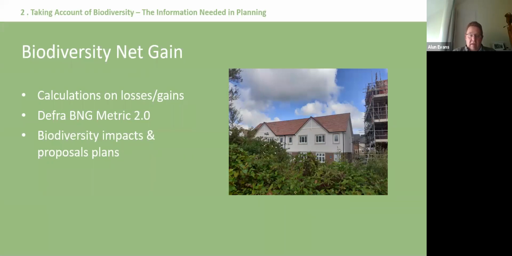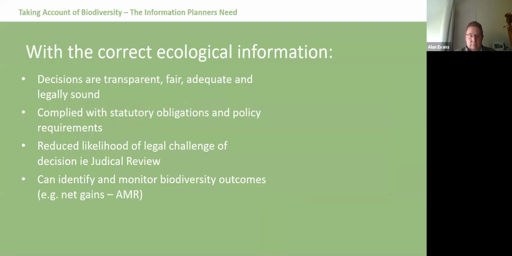Some other authorities also ask for plans showing where these impacts are, and also where enhancements are going to be delivered, so it's visually prominent. So hopefully, with all this information provided by ecological surveys and reports, the decisions which planners make are fair, transparent, and legally sound.